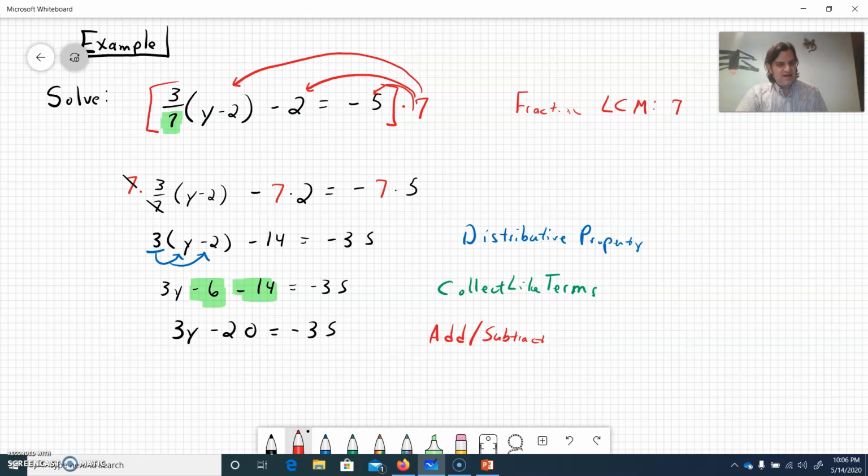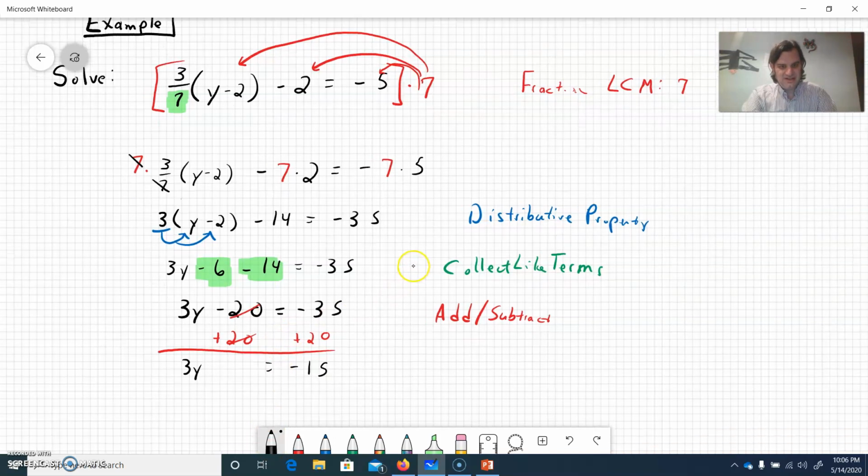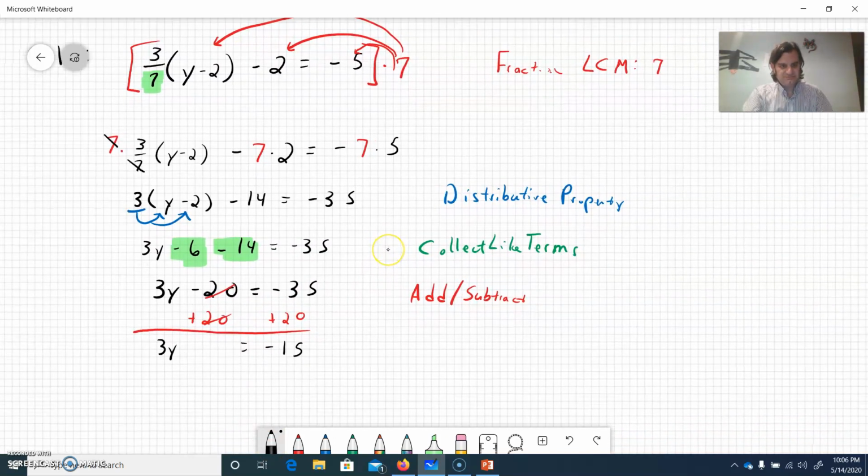So I need to get the y terms by themselves, which they are over here, but I need to get this -20 away, so I'm going to add 20 to both sides. That lets me bring down the 3y, but the -20 and the +20 cancel each other out. And now I have -35 plus 20, so I have 3y equals -15. I'm going to slide this up a little bit.